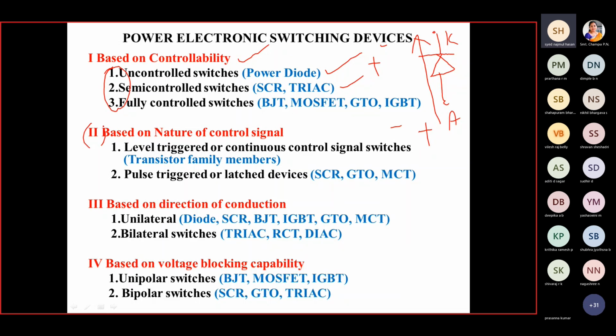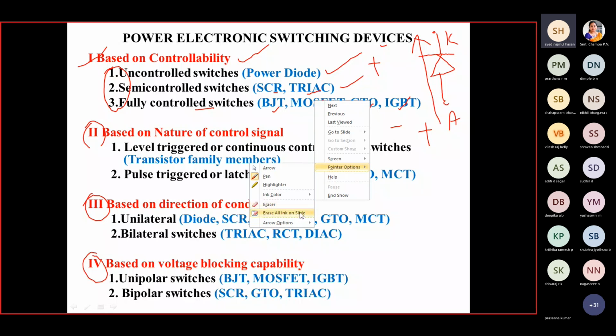The remaining 3 types, this is not the time to discuss. Maybe in the 3rd or 4th instruction class, I'm going to discuss about it. But for the time being, keep it in mind that based on controllability, we have a power diode, an uncontrolled switch. Semi-controlled switch means SCR and the TRIAC. We can turn on, we cannot turn off. For that, we require auxiliary elements to turn it off. Fully controlled switch, we can fully turn on, fully turn off, depending upon our requirement. Give the base drive, it will turn on. Don't give the base drive, it will turn off.